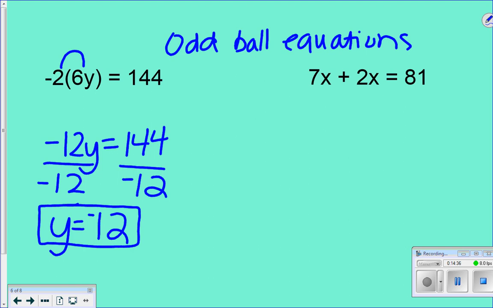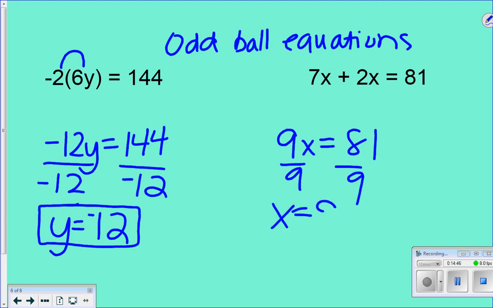What do you think I got to do here? I got to put together what I can put together. So it'll be 9x equals 81. X is 9. Okay? So do you see how these are a little different than the ones we saw before? You're going to have about 2 of them on your homework.